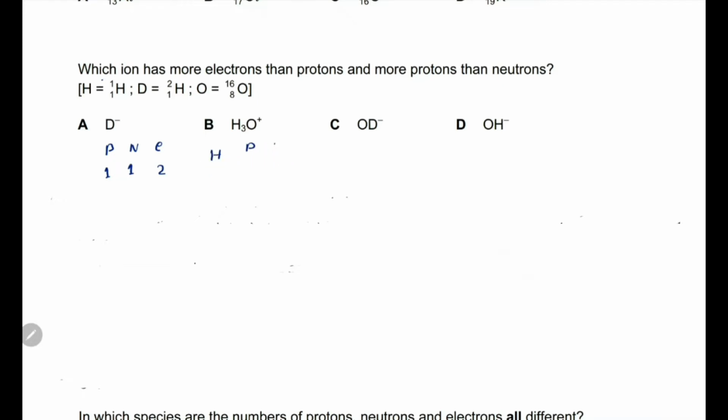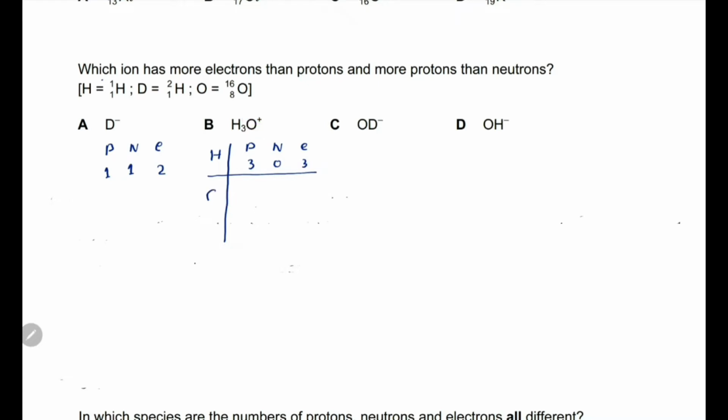This is proton, neutron, and electron. Let me draw this in tabulated form. This is hydrogen. It has atomic number 1, meaning it has 1 proton, but there are 3 hydrogens, so 3 protons in this hydronium ion. And the neutron: the hydrogen is protium, and protium has no neutron, so there are 0 neutrons here. And for electrons, let's just say there are 3 electrons.